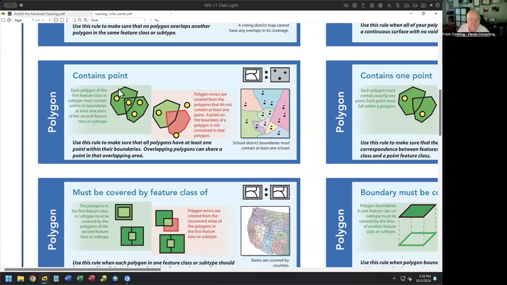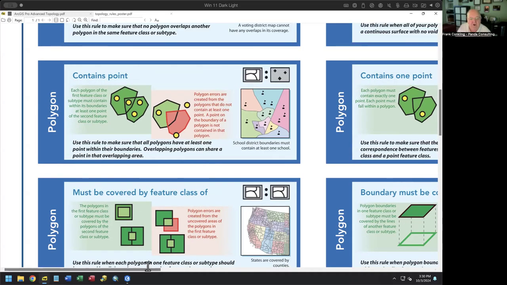The next rule is must contain a point. Again, this is polygons to points, and it says you have to at least have a point in there. It doesn't say it's only one point, but at least one point resides inside of a polygon. You want to make sure there's something in there. The graphic shows that you might have multiple schools inside of a school zone, but you have to have at least one point with this rule.